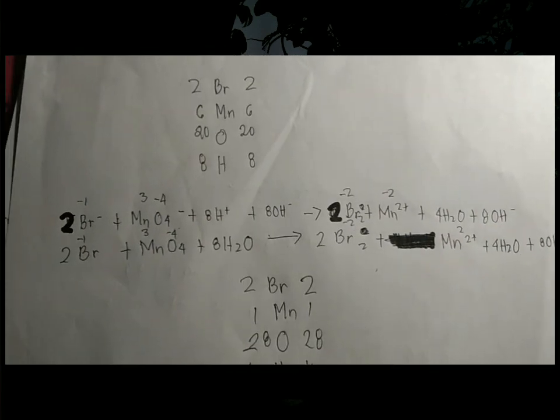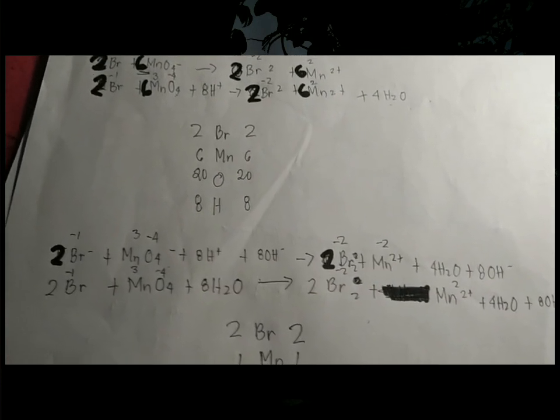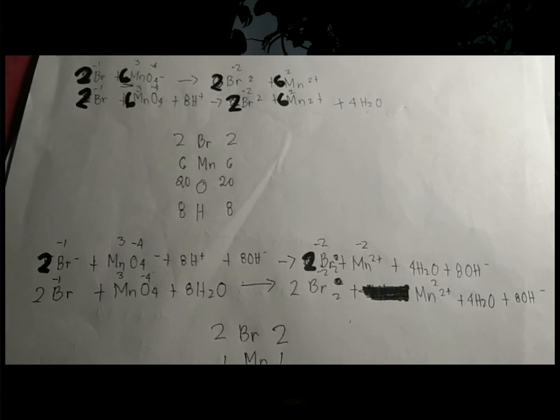So we are going to proceed to step 6. So add H2O to balance. We are going to balance the equation. So now we have bromine is equal to 2, manganese is equal to 6, oxygen is equal to 20, and hydrogen is equal to 8. And then in step 7, for each hydrogen ion, we are going to add 1 OH ion to both sides of the equation.